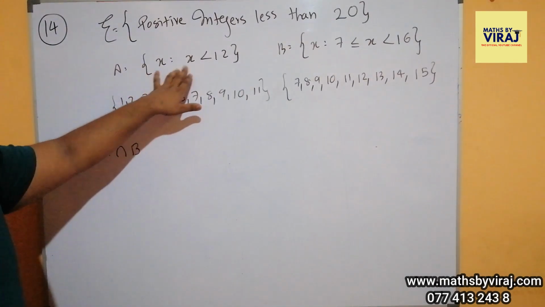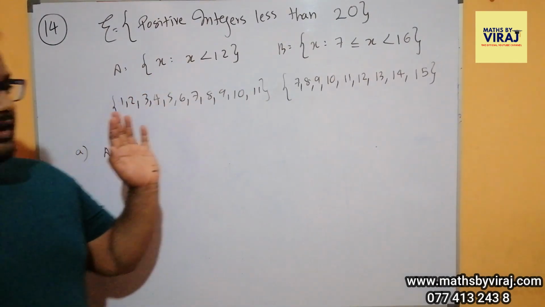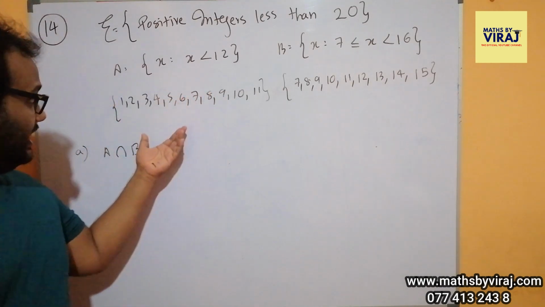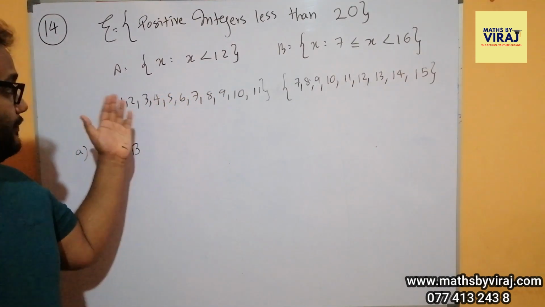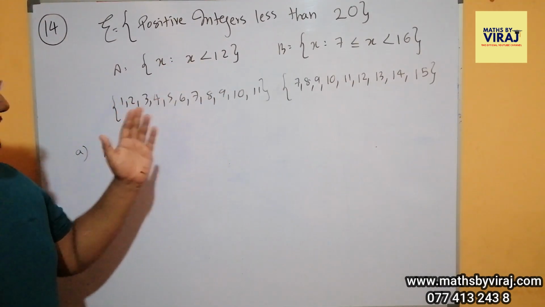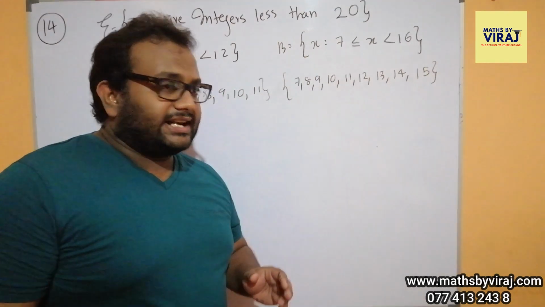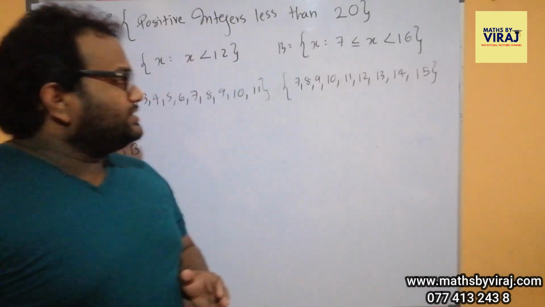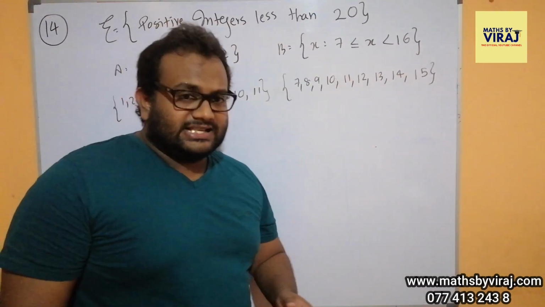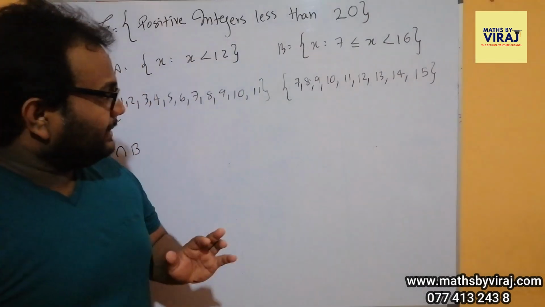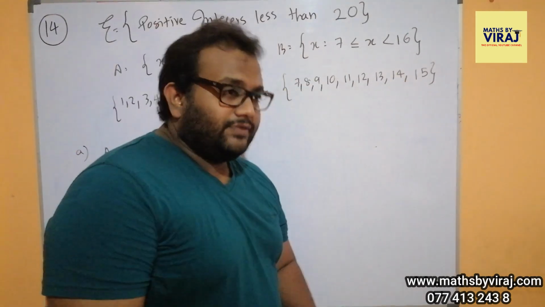A is given as x is smaller than 12. So we consider values of numbers which are less than 12, which is 1 to 11. B is given as a range, x is greater than or equal to 7 and less than 16. Therefore, the possible numbers are from 7 to 15.